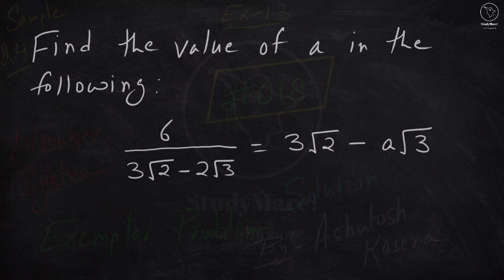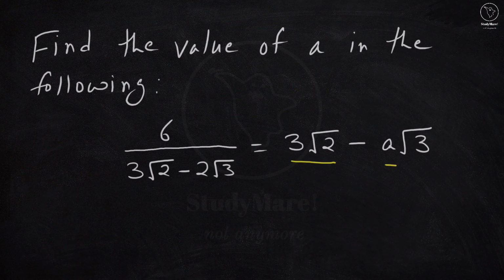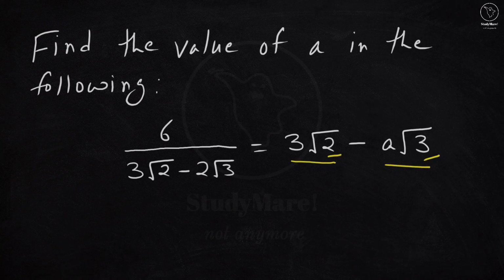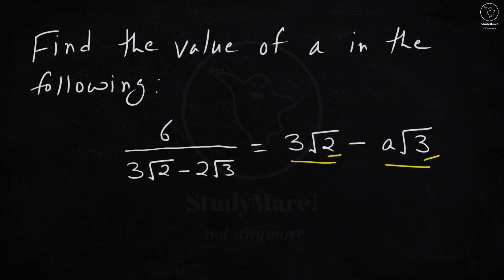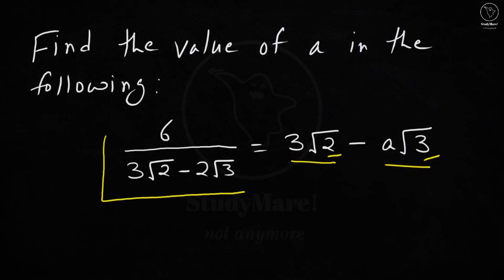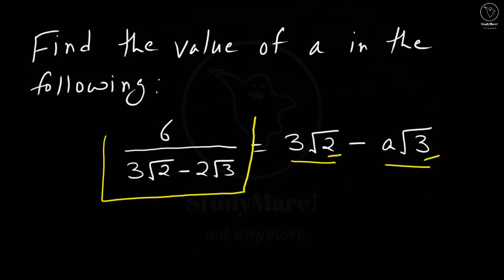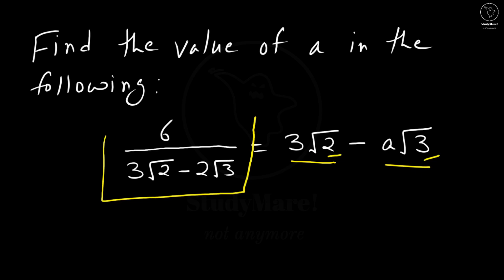If you see, we have two terms on the right hand side where we have root 2 and root 3 in each of them, and on the left hand side we have an expression. So the basic idea is to use this left hand side and simplify it so that it gets in the form of 3 root 2 minus a root 3, and then we can simply find the value of a by comparing LHS and RHS. So let's solve this.